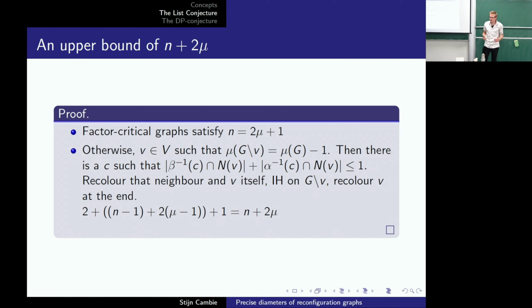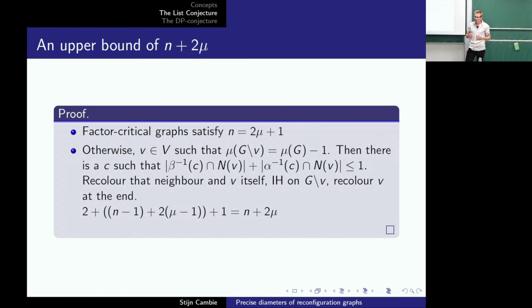If that's not the case, there does exist some vertex v such that G without v has a lower matching number. So basically, removing v will decrease mu strictly, and it decreases n, both by 1, and n plus 2 mu will have decreased by 3. So we have 3 additional recolorings to play with. And that's exactly what we will do. So we pick some vertex v such that the matching number decreases by 1.